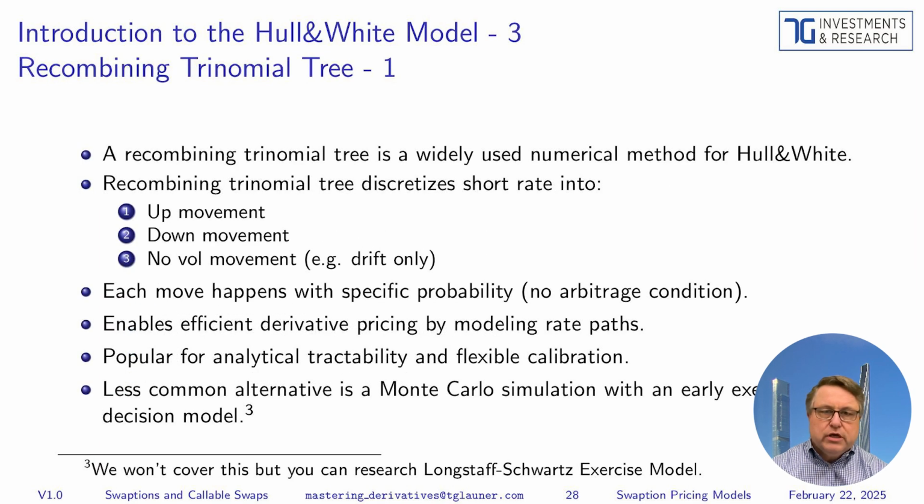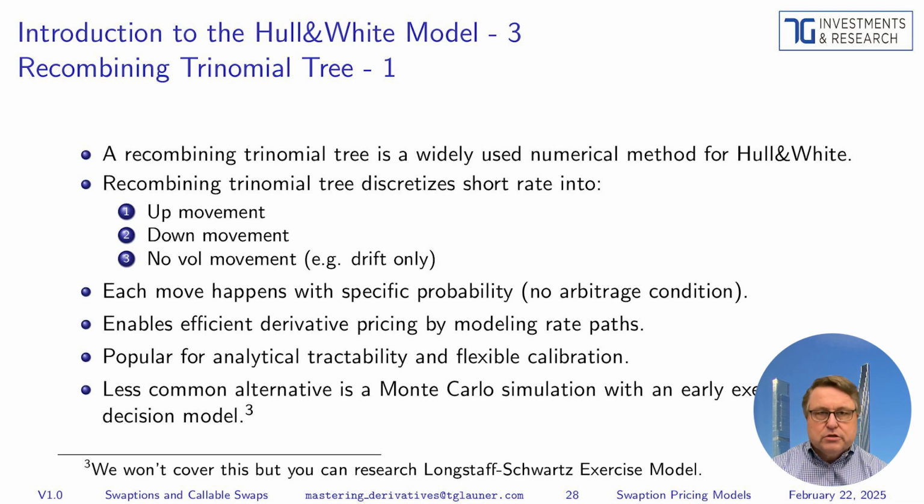The trinomial tree is a common numerical approach for discretizing the short rate in the Hull-and-White model. It structures the evolution of interest rates by allowing three possible movements at each time step. Up movement, where the short rate increases. Down movement, where the short rate decreases. And a no volatility movement, where the rate follows its drift component without additional randomness. Each of these movements occurs with a specific probability, ensuring that the model remains arbitrage-free and consistent with market conditions.